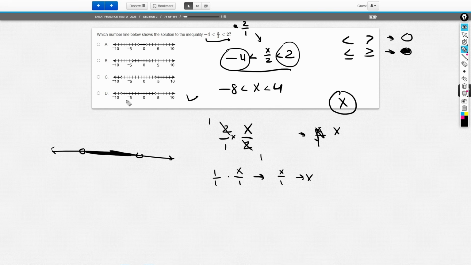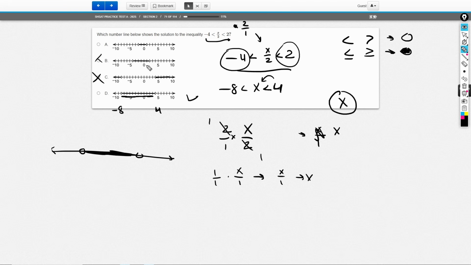Because it's saying that x, the shaded line, exists starting at negative 8, and it can go anywhere all the way up to 4. It stops at 4 because it can't be bigger than 4. Wherever you see a shaded line is where you see the answer. Choice C is wrong because it says that the answer exists after 4. Remember that x has to be less than 4. It stops before 4. Here it's going on after 4.